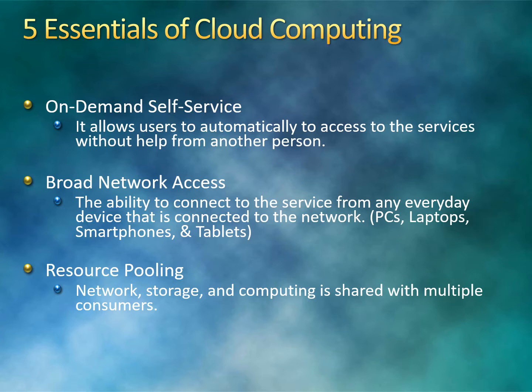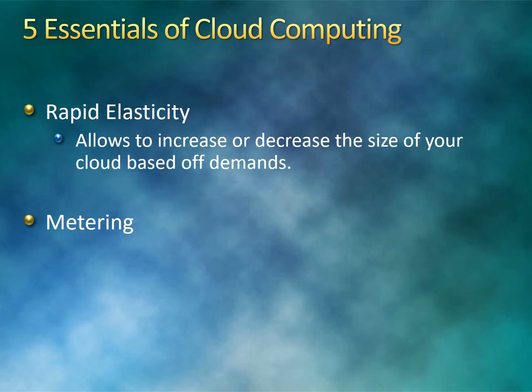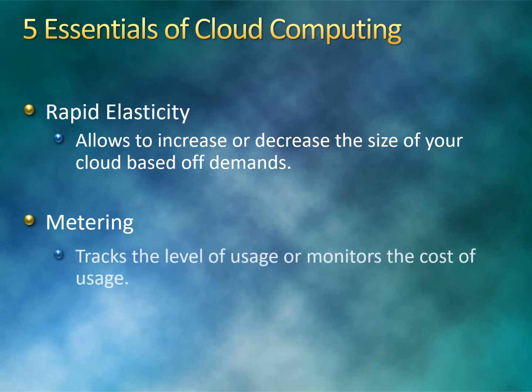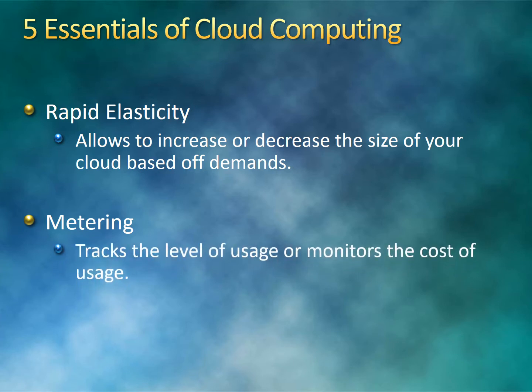Third, we have resource pooling. Network and storage and computing is shared with multiple consumers. Fourth, we have rapid elasticity. This allows you to increase or decrease the size of your cloud based off of demands. Fifth, we have metering. This tracks the level of usage or the cost of usage month to month.